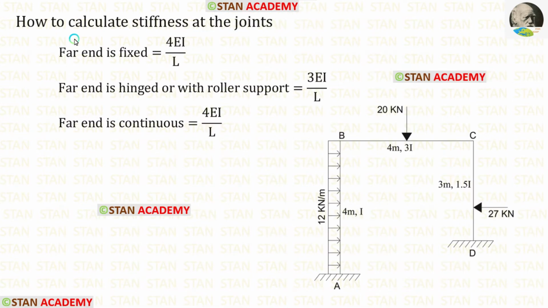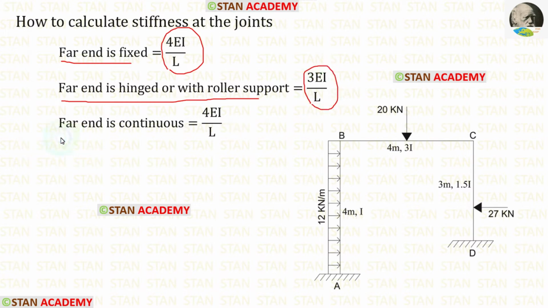In Kani's method, we have to find the rotation factor. To find the rotation factor, we have to calculate the stiffness. Let us see the formulas to find the stiffness. If the far end is fixed, the formula is 4EI upon L. If the far end is hinged or with roller support, the formula is 3EI upon L. If the far end is continuous, the formula is 4EI upon L.